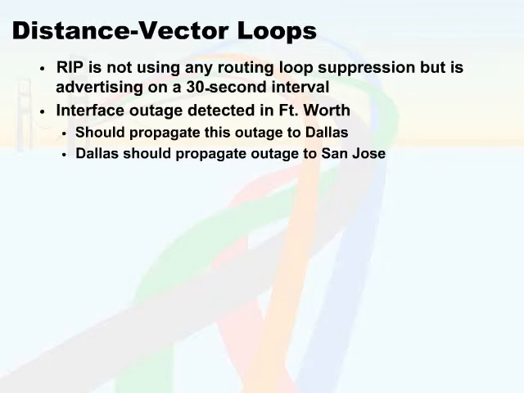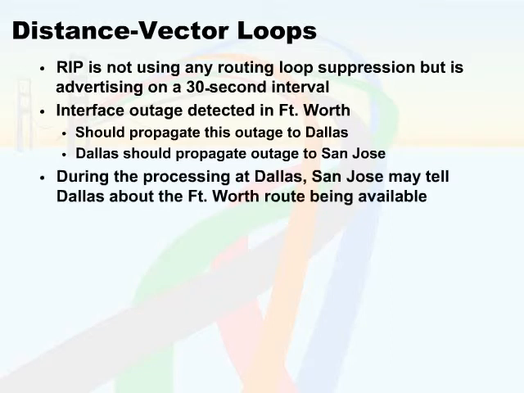Now, because the routing protocol has a predefined interval, there's a chance that during the processing of this information from Dallas, San Jose may in fact tell Dallas about the route from Fort Worth being available. Dallas all of a sudden gets a route from that direction and says, oh, Fort Worth is back up. And it once again begins to route data towards Fort Worth, which is in fact down.